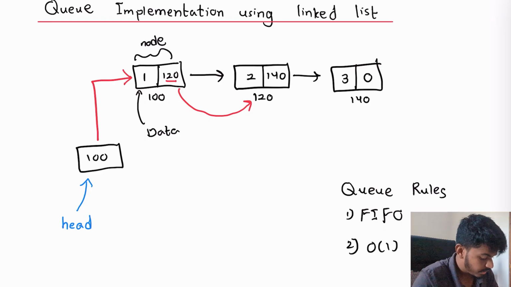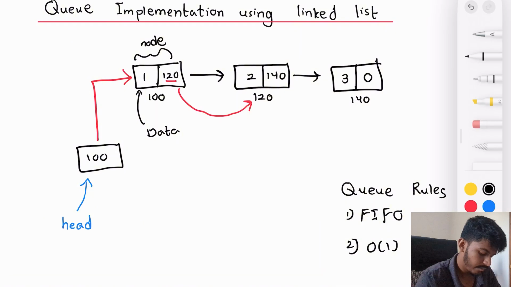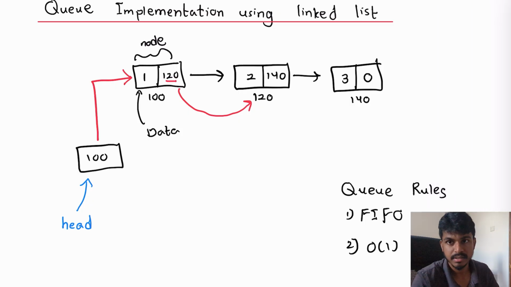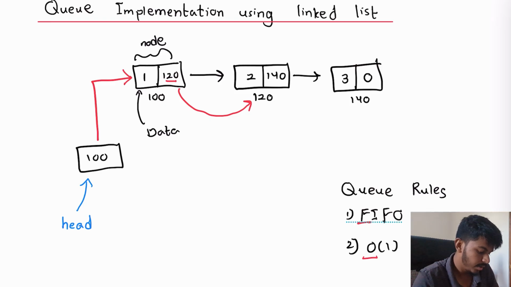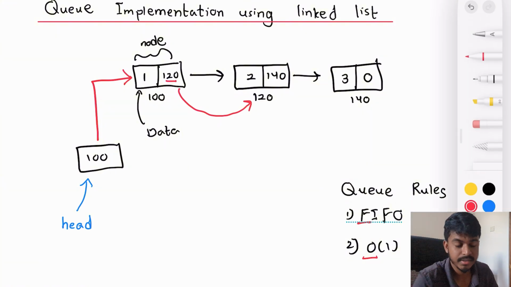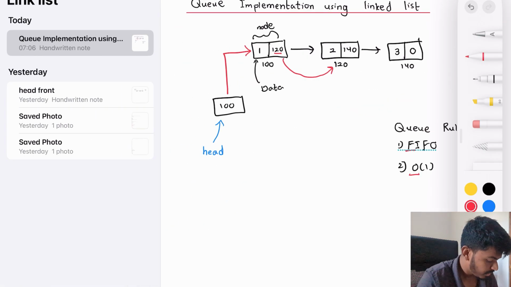Regarding this linked list, the information we have to access is the head pointer. So to implement a queue using this, we have to satisfy two conditions. One is the FIFO rule, as in first in first out, then the time complexity rule, that is order of 1. To implement the queue, let's look at how we can satisfy the first condition, that is the FIFO rule.